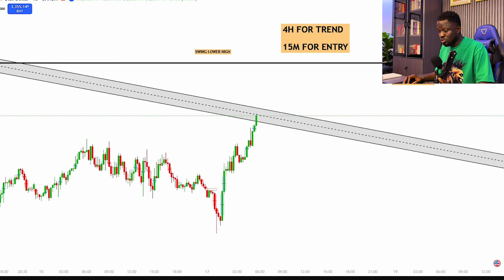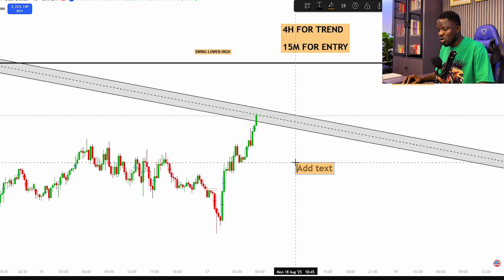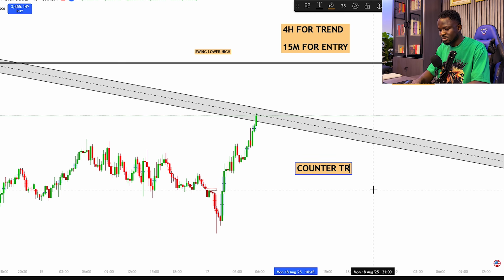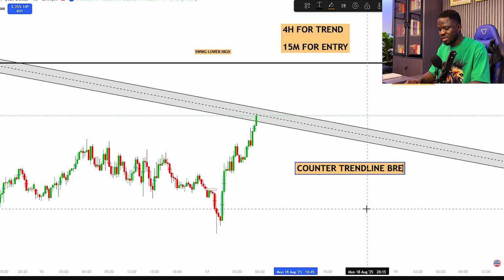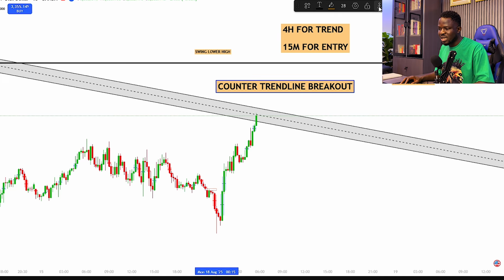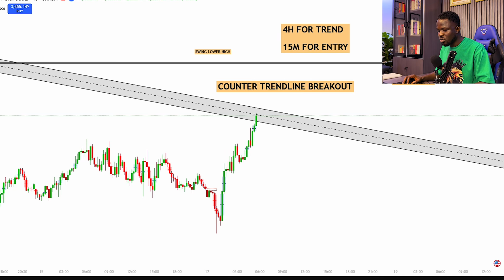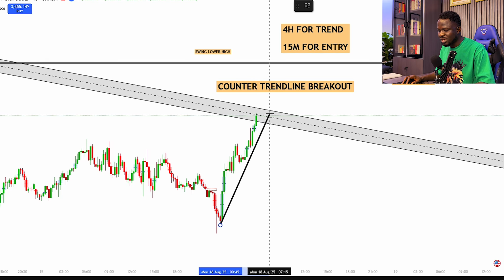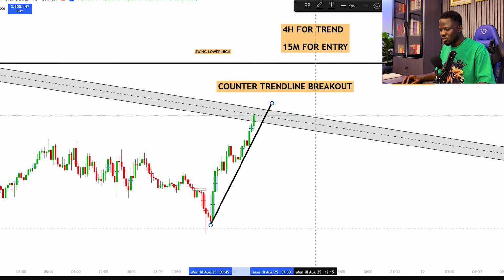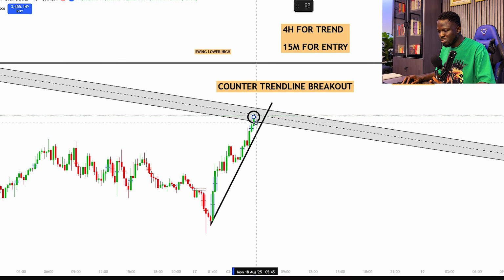As you all know, I love to use what I call counter trend line breakouts, right? I love to use the counter trend line breakout. I also call it CTB. So I draw my trend line, then connect the 2 points together. So this is my entry zone, my POI high.